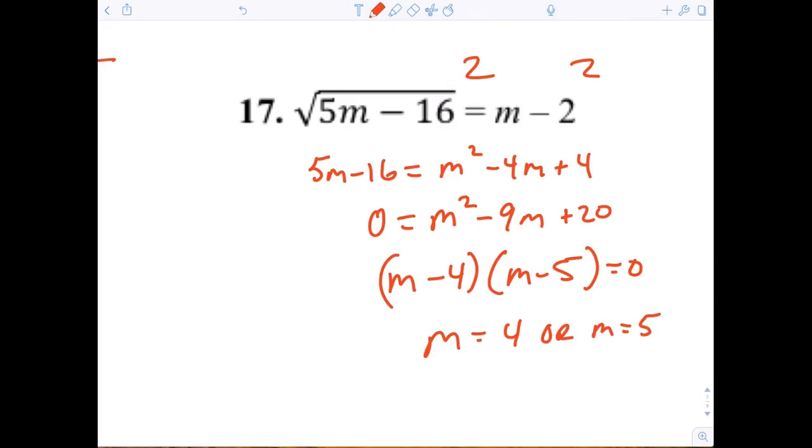Do they both work? Yes. Which one doesn't work? That works. I got they both work. How did you get this negative 9m? Because negative 5m, oh, it's negative? Why is the 5 a negative? Because I'm moving it to the other side. Oh, I understand.